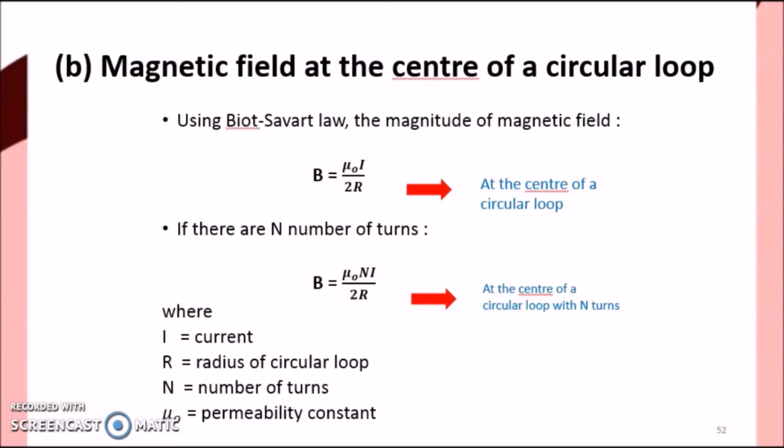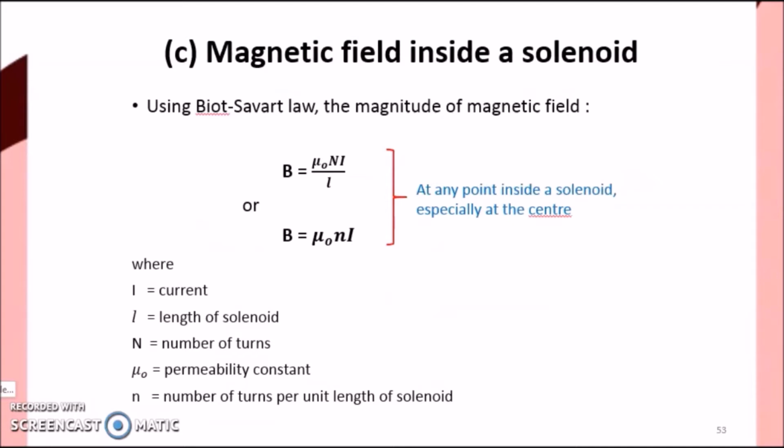Okay. And then the third one is magnetic field inside a solenoid. Okay, dalam solenoid bukan kat luar solenoid. So the equation is B equal to mu naught Ni over L. Mu naught is the permeability constant, N is the number of turns on the solenoid, I is the current flow, L is the length of the solenoid, panjang solenoid dari hujung ke hujung.